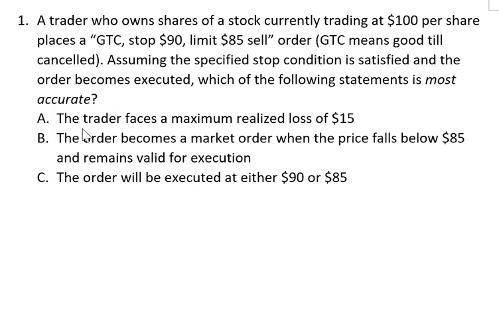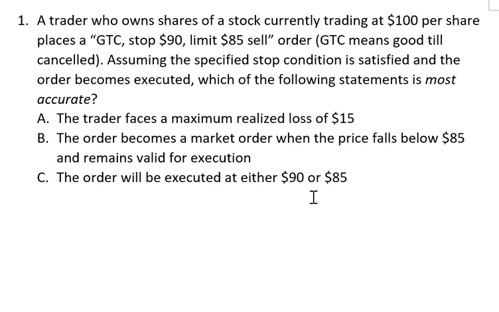A. The trader faces a maximum realized loss of $15. B. The order becomes a market order when the price falls below $85 and remains valid for execution. C. The order will be executed at either $90 or $85.